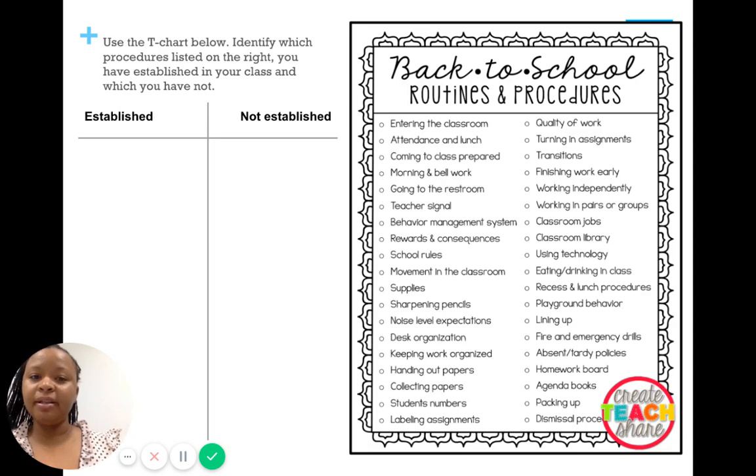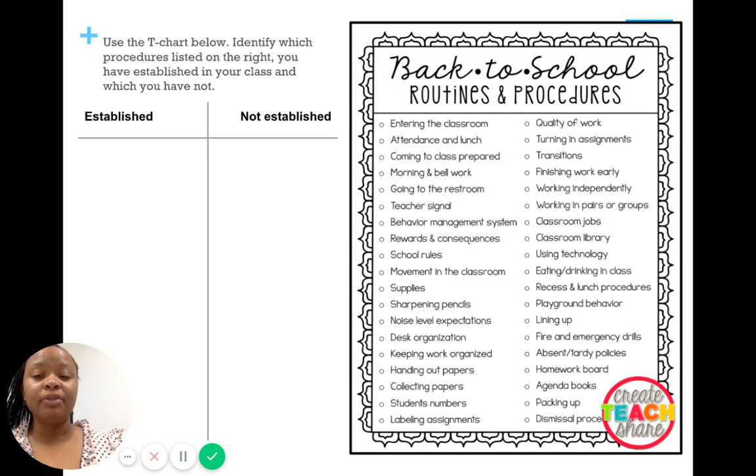Now, take a little time to review all the routines and procedures listed here, all the way from entering the classroom down to dismissal procedure. Create a T-chart. Your T-chart needs to have on one side what is established in your room. What have you rolled out to the students? You have practiced it and it is a well-oiled machine. Put that on the left side.